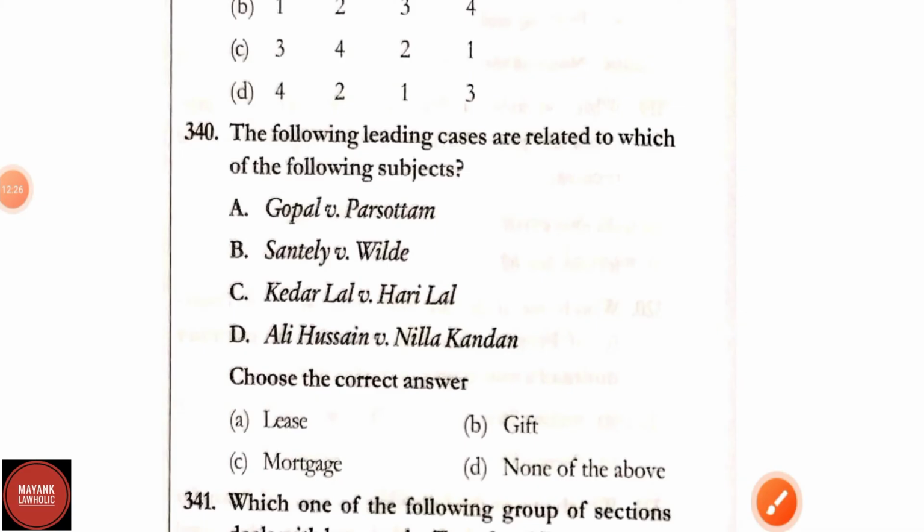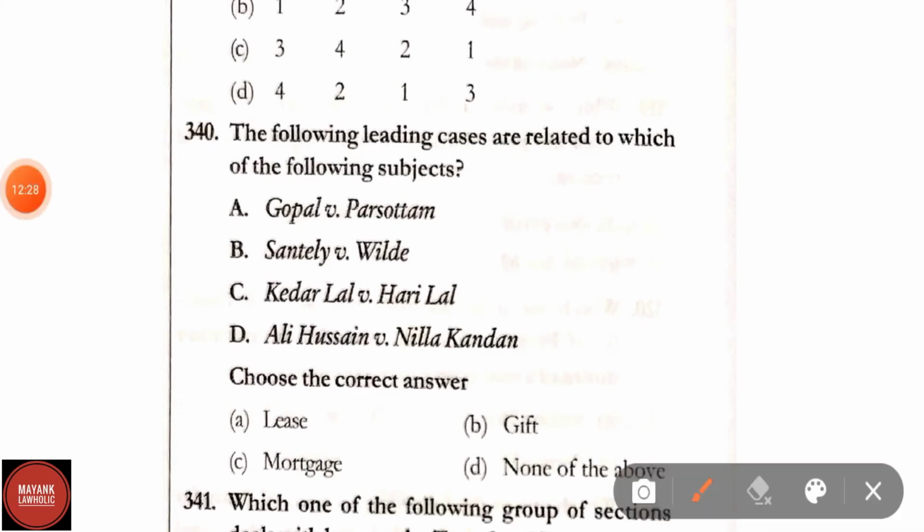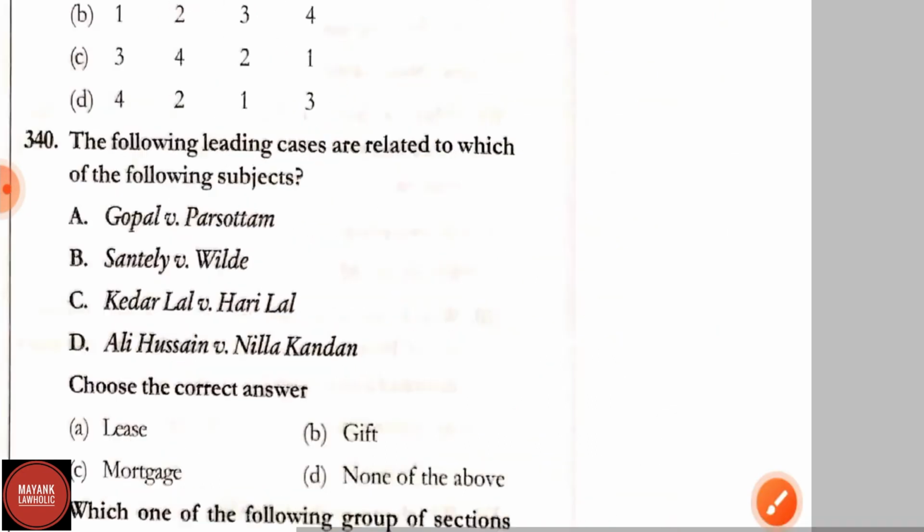Question number 340. The following leading cases are related to which of the following subjects? Gopal versus Purushottam, Stanley versus Wild, Kedar Lal versus Hari Lal, Ali Hussain versus Nilla Kandan. Choose the correct answer. Option A, lease. Option B, gift. Option C, mortgage. And option D, none of the above. Correct answer is option C, that is mortgage.